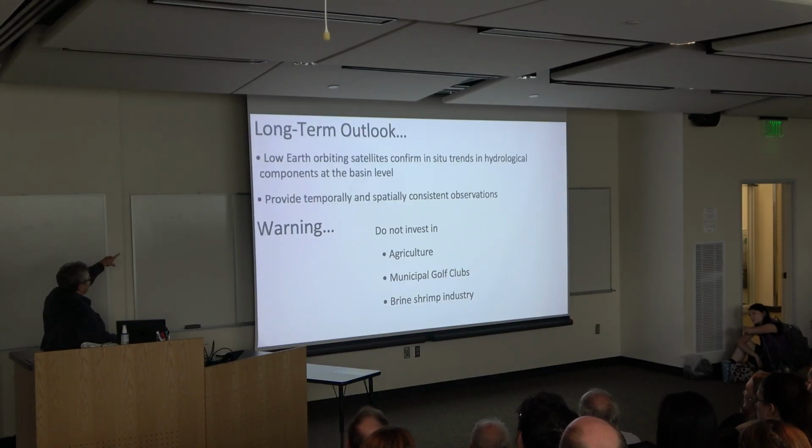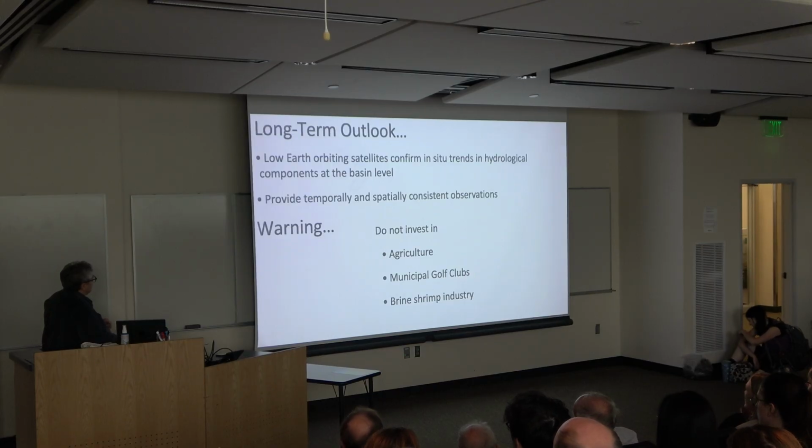Remote sensing can offer more coherent and consistent data across all of these water basins, and also across the Great Basin itself. And as a warning, it's probably not a good idea to invest in agriculture, municipal golf clubs, or brine shrimping fields.